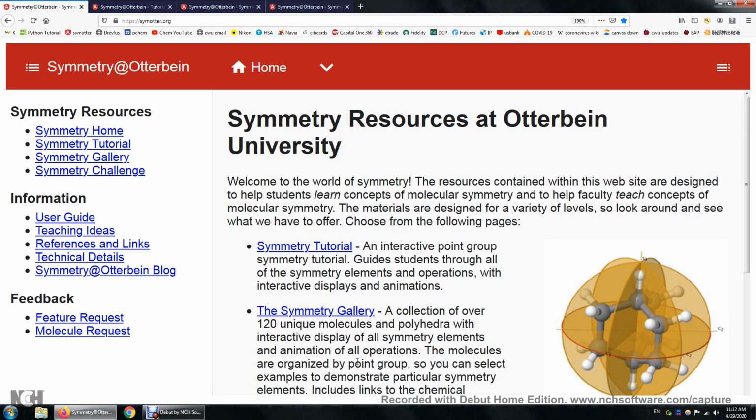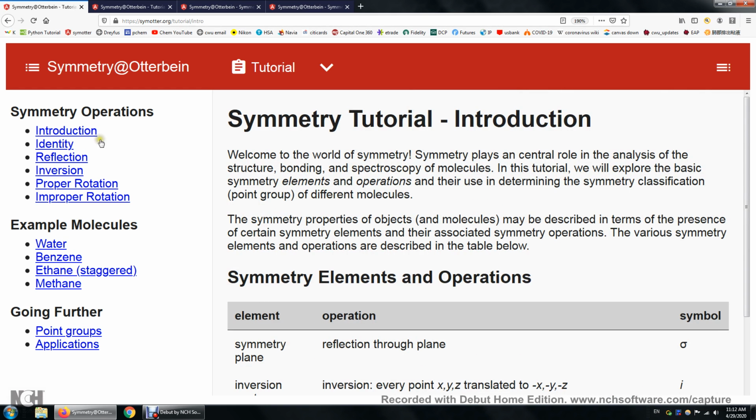In this video, I'll show you how to study symmetry using this website, symotter.org. Symotter stands for Symmetry at Otterbein. We will use its tutorial, gallery, and challenge. First, tutorial. And then we can see there are 5 different operations.